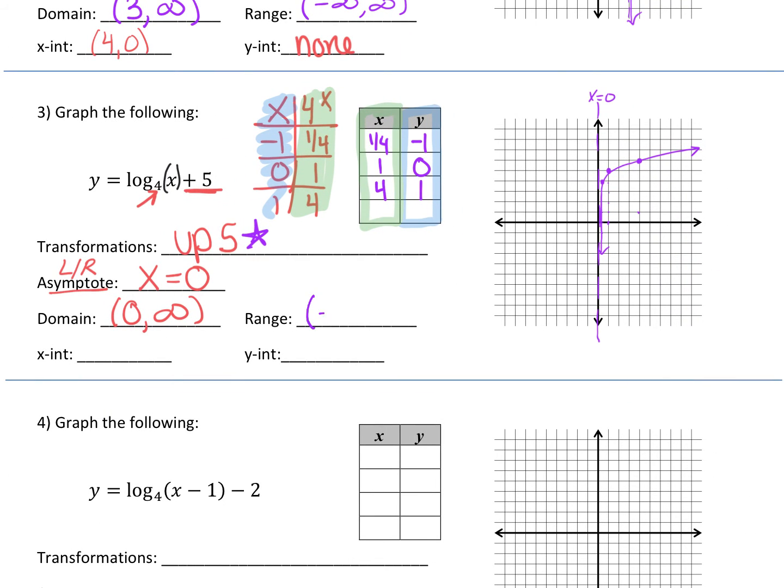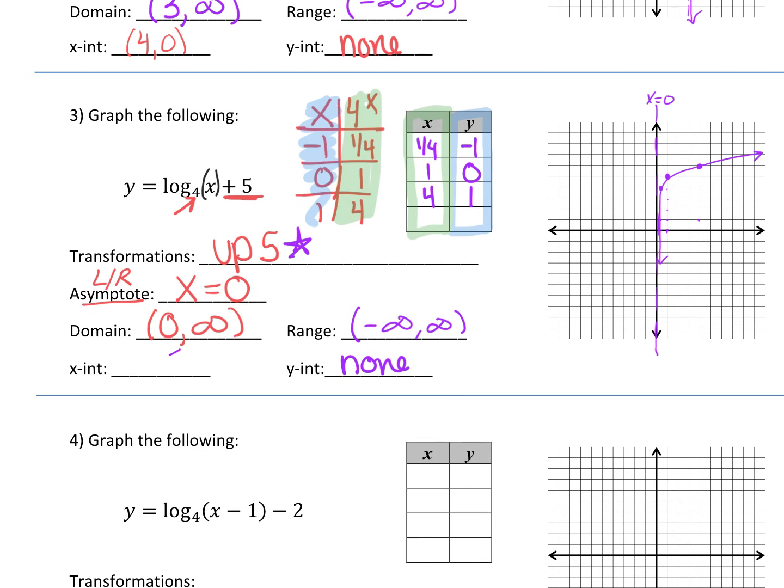So we know that the range for every log is negative infinity to infinity. Again, I'm not hitting the y-axis, so I do not have a y-intercept. And then the x-intercept for this is a bad question, so we're just not going to talk about that.